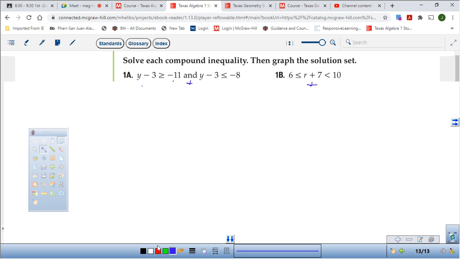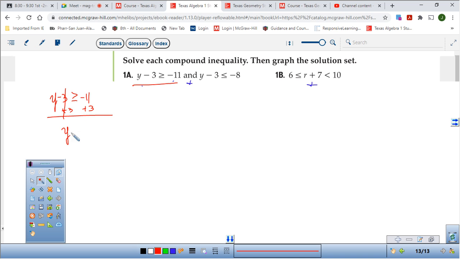I'll do it in red. So I'm going to have y minus 3 is greater than or equal to negative 11. I'm going to add 3, add 3. These cancel out here. Now I'm left with y is greater than or equal to negative 8. On a cheapy number line, you know what, let me just do this one. Let me do this one next. Okay, let me do this one.